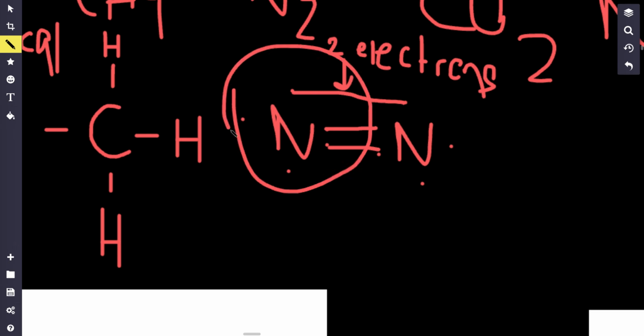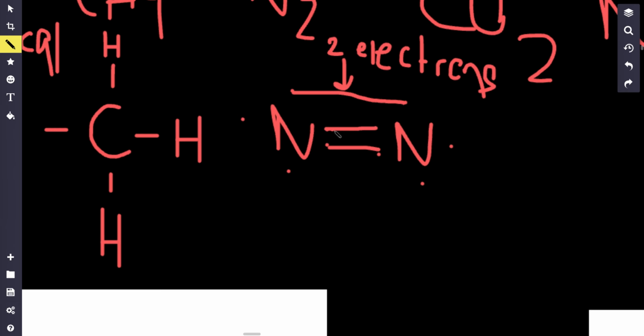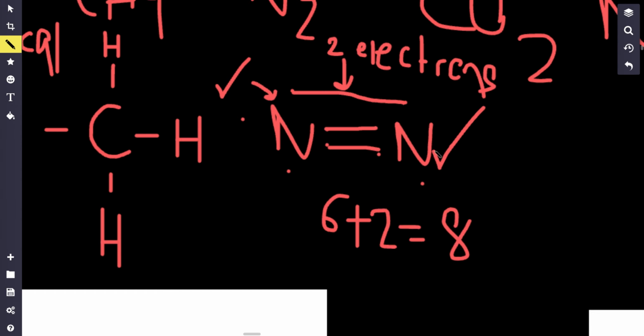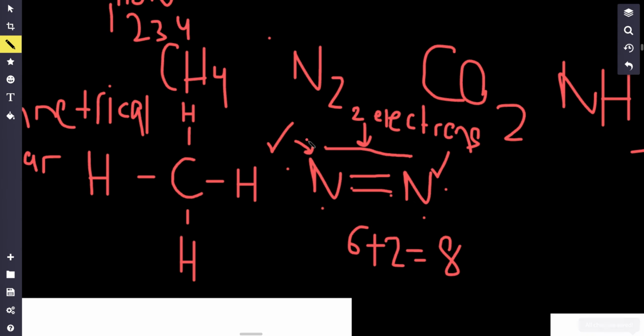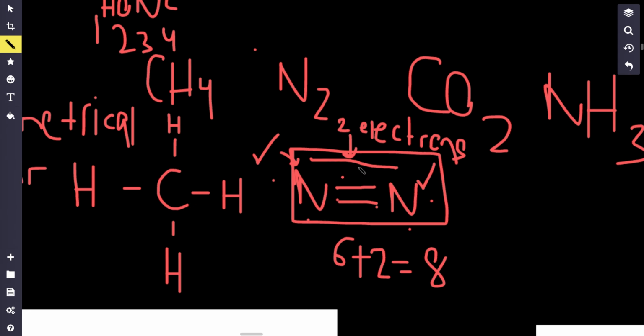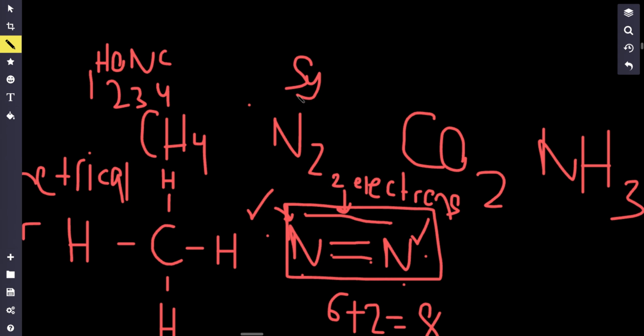Let's look at this nitrogen atom. You have 2 from here, plus 2 is 4, plus 2 is 6, 7, 8. Check, this nitrogen is happy. Let's look at the other nitrogen atom. There are 3 bonds, meaning 6 electrons from the bonds in total, plus these 2 makes 8 as well. Check, this nitrogen is also happy, and it's symmetrical, which means it can't be our answer.